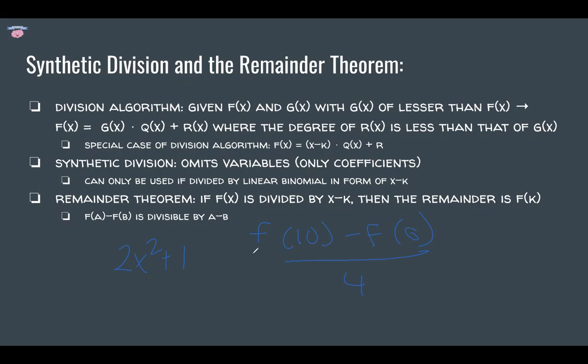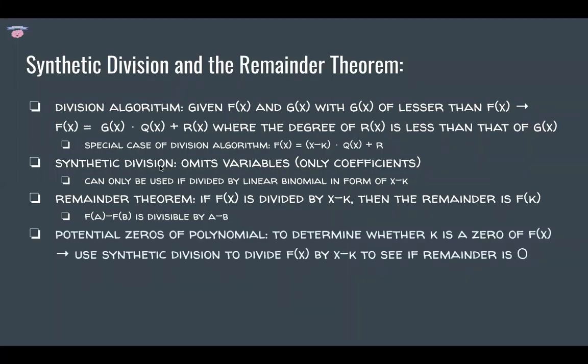If you plug in 10, you'll get 201. If you plug in 6, you'll get 73. You subtract them, you'll get 128, which is divisible by 4. So yes, that's a vague example, but it works.